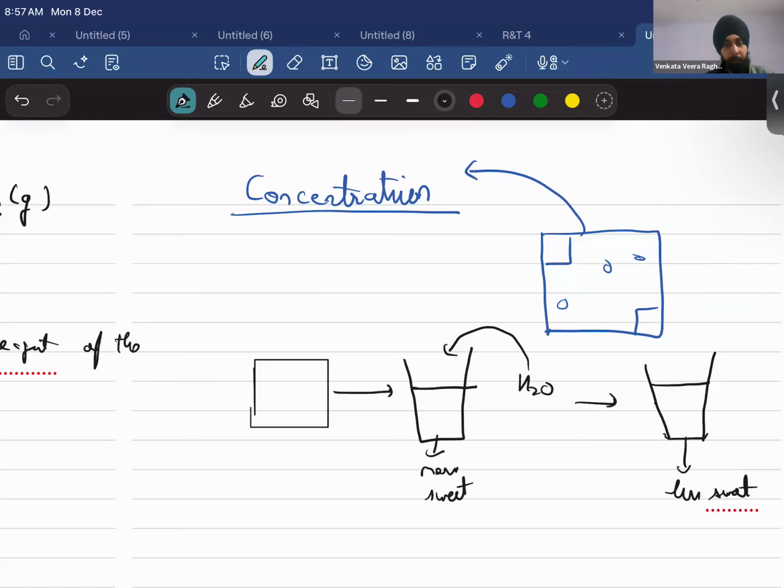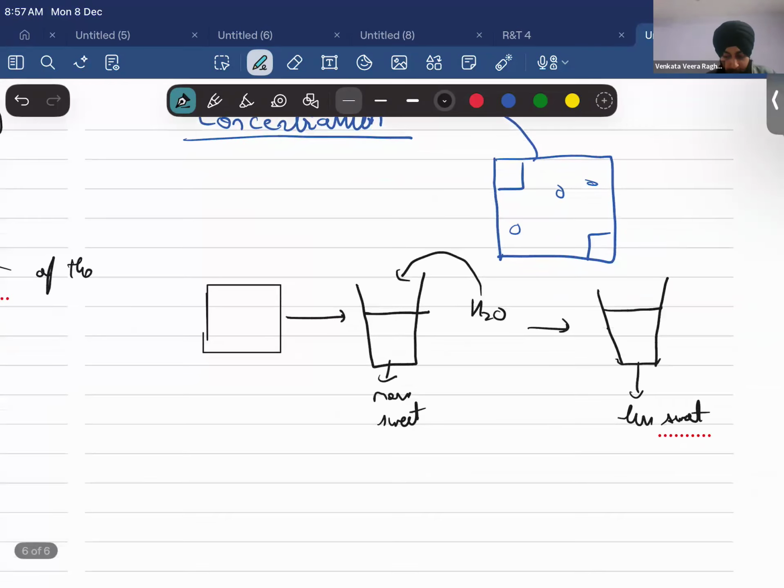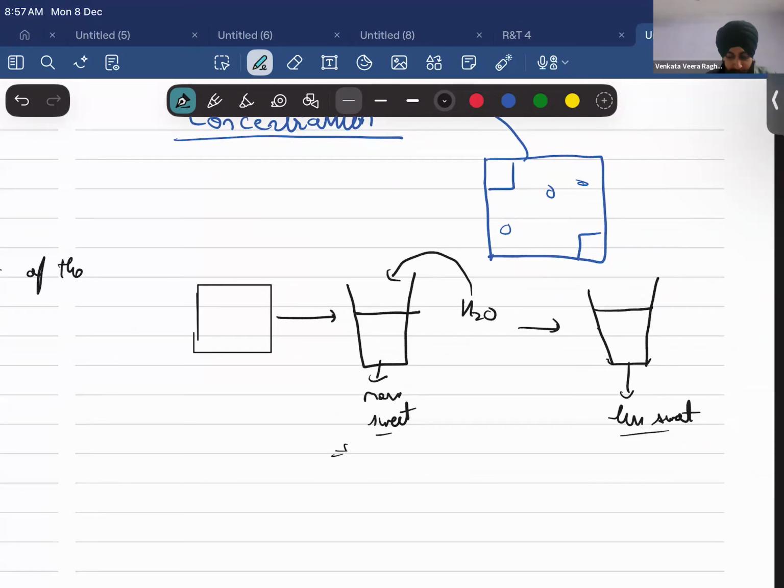Okay, so that means, sir, you are going from a more sweet thing to a less sweet thing. That means more sweet means it is more concentrated, and less sweet means it is less concentrated. That means you are reducing the concentration when you are adding some extra volume of water into it.